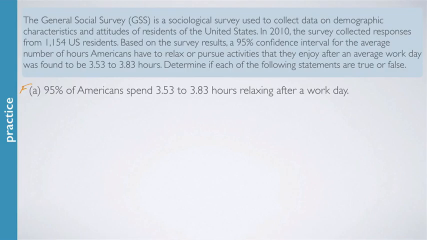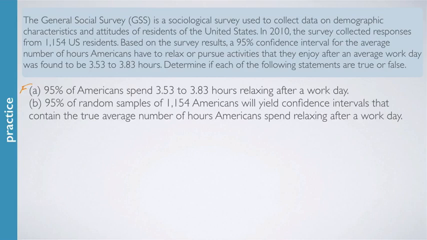B says that 95% of random samples of 1,154 Americans will yield confidence intervals that contain the true average number of hours Americans spend relaxing after a workday. This is indeed the definition of the confidence level, the percentage of random samples that will yield confidence intervals that contain the true population parameter.